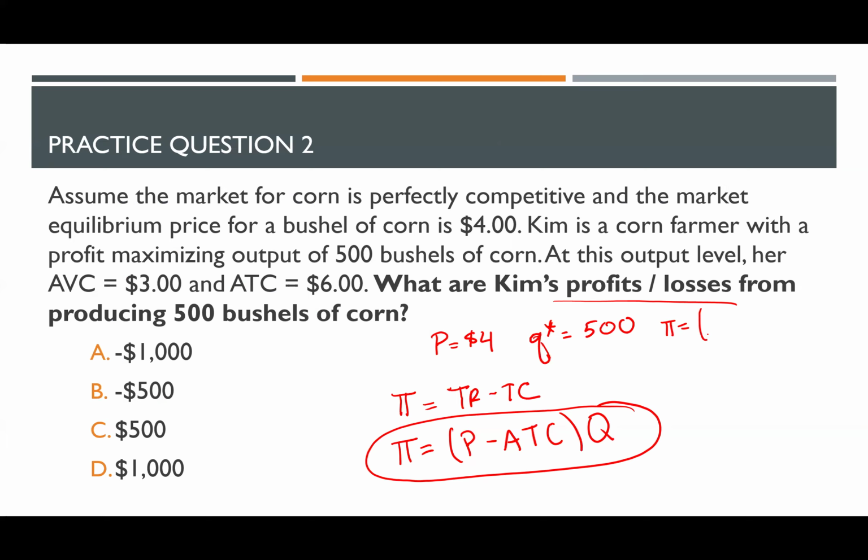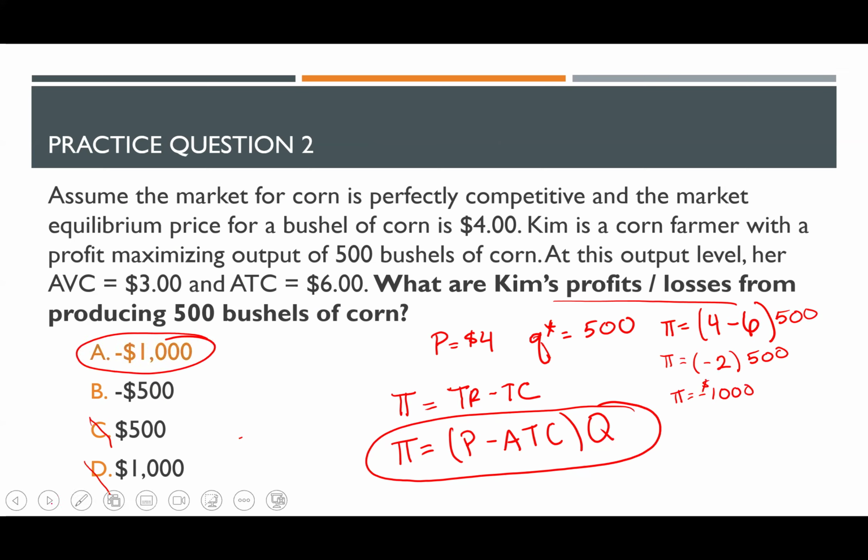So we'll have profit equal to the price, which is $4, minus average total cost, which is 6, right? So we can already see that her profit is going to be negative, right? 4 minus 6 is going to be a negative number. So we know that it's not C or D, and that's all going to be multiplied by 500. Okay, so simplifying, we'll get profit equal to -2 times 500, which gives us negative $1,000. So our answer here is going to be A, right? And that's correct.